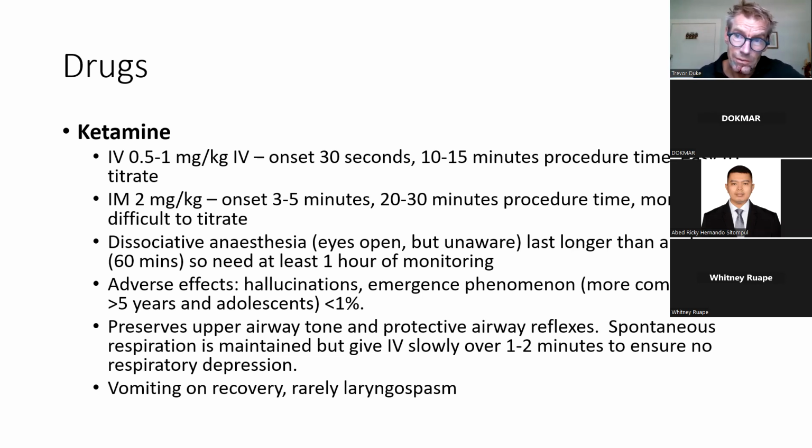So you get about half an hour procedure time, but it is more difficult to titrate. You can't just keep giving small aliquots if you're giving it intramuscularly. So I tend not to use much intramuscular ketamine. I prefer to give it intravenously and just give aliquots along the way. If you're doing a procedure that lasts for half an hour, a chest drain insertion or something like that, then usually you need to give a second dose, especially when you do stitching in the chest drain, for example.